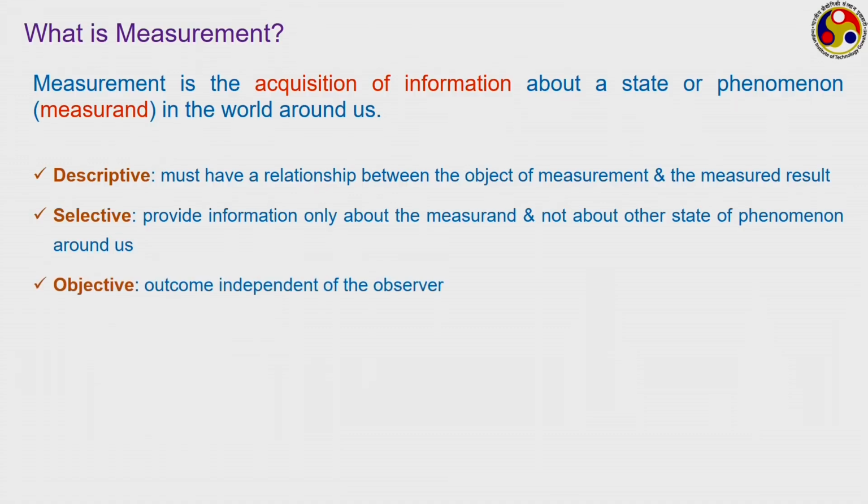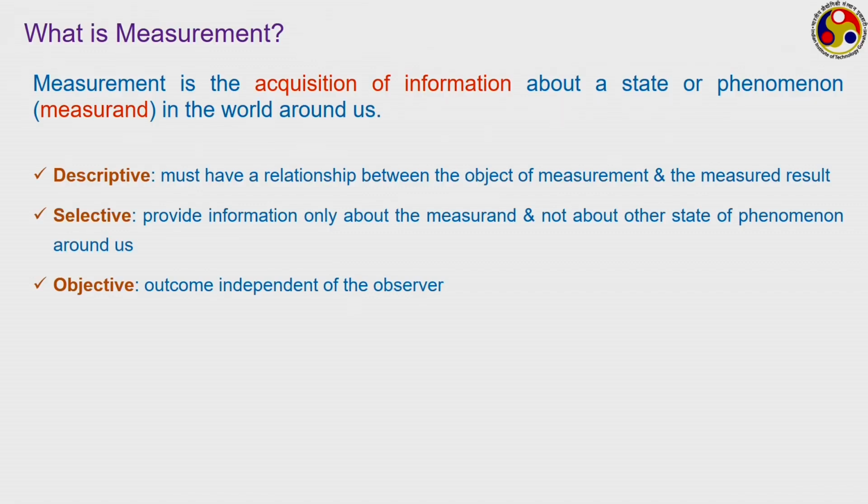That means whatever output it is going to give should be independent of the observer. Meaning if we are taking the measurement of body temperature using a thermometer, then it does not depend on who is using the thermometer, whether it is a doctor or a common person, it should return the same value, and this is a sufficient condition as well.